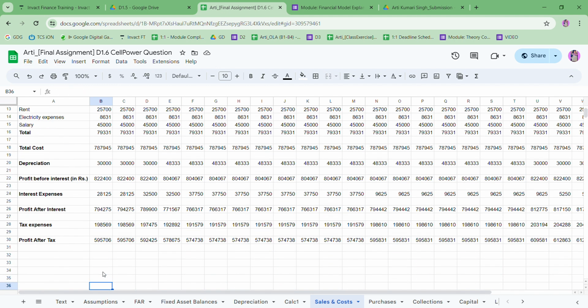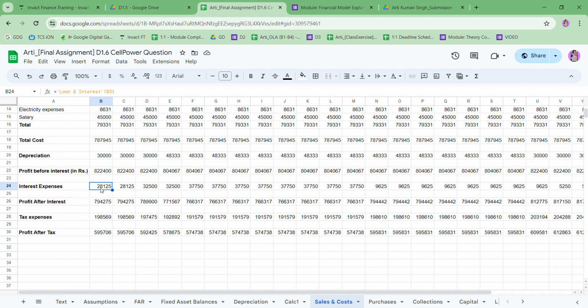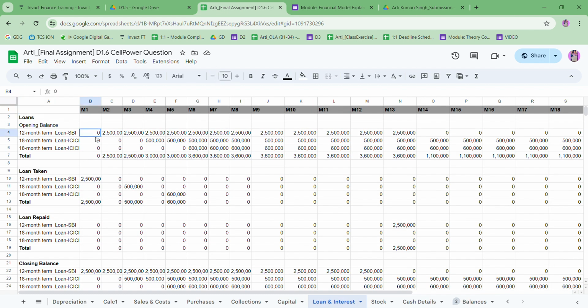Next, interest expenses. Interest expenses have been calculated from the loans and interest sheet, which we created, where we have shown all the information related to loans. As we can see, month 2 has an opening balance. How is it shown? It comes from the closing balance of month 1. You all know that the closing balance of month 1 is the opening balance of month 2.